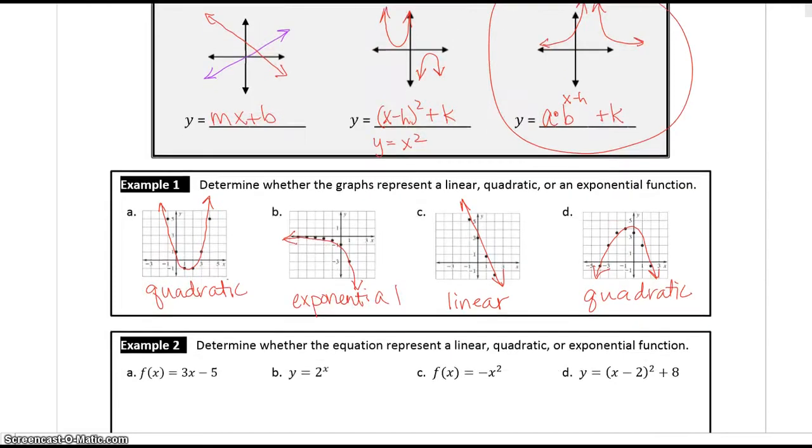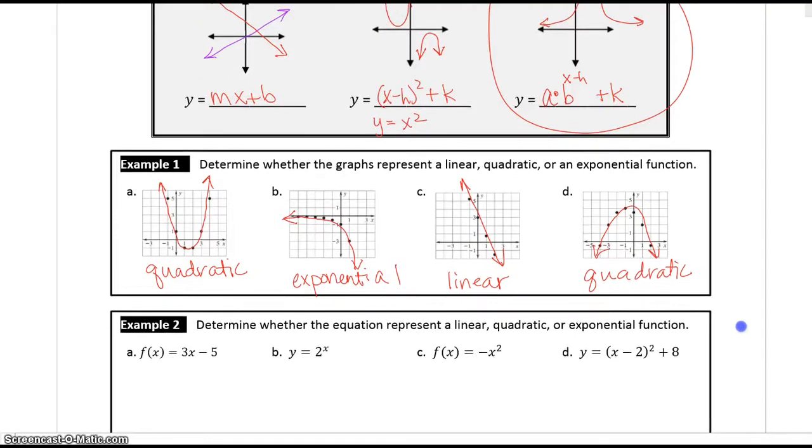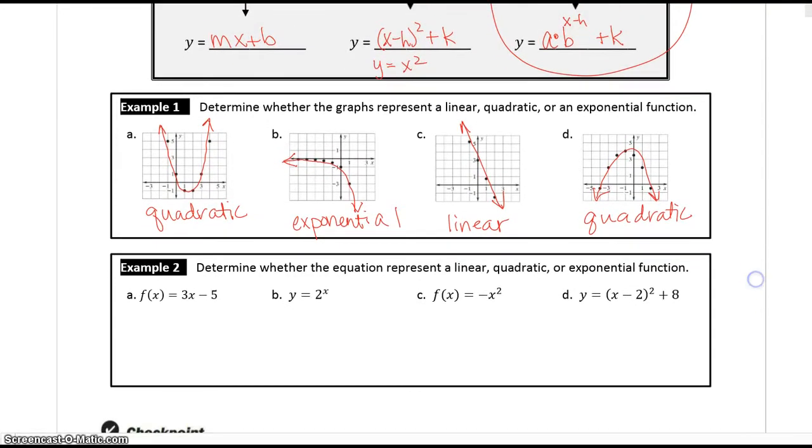Example number 2 says determine whether the equation represents a linear, quadratic, or exponential function. So now instead of looking at the graph, we're looking at the equation. And in example A, remember that f of x is the same thing as y, so we have y equals 3x minus 5, which resembles y equals mx plus b. So this is linear.